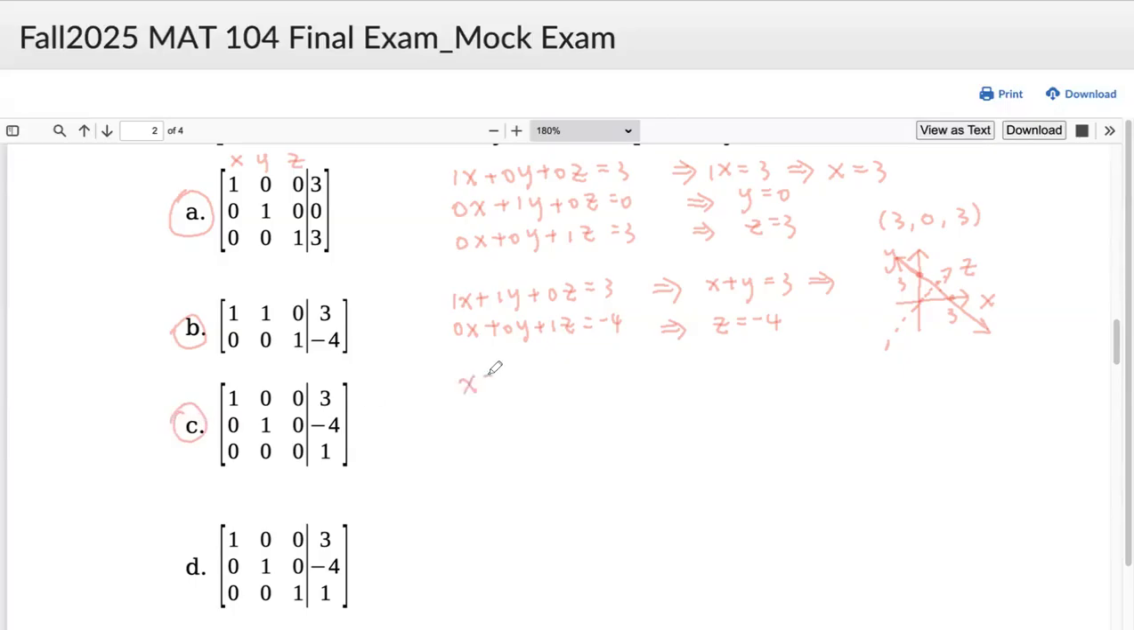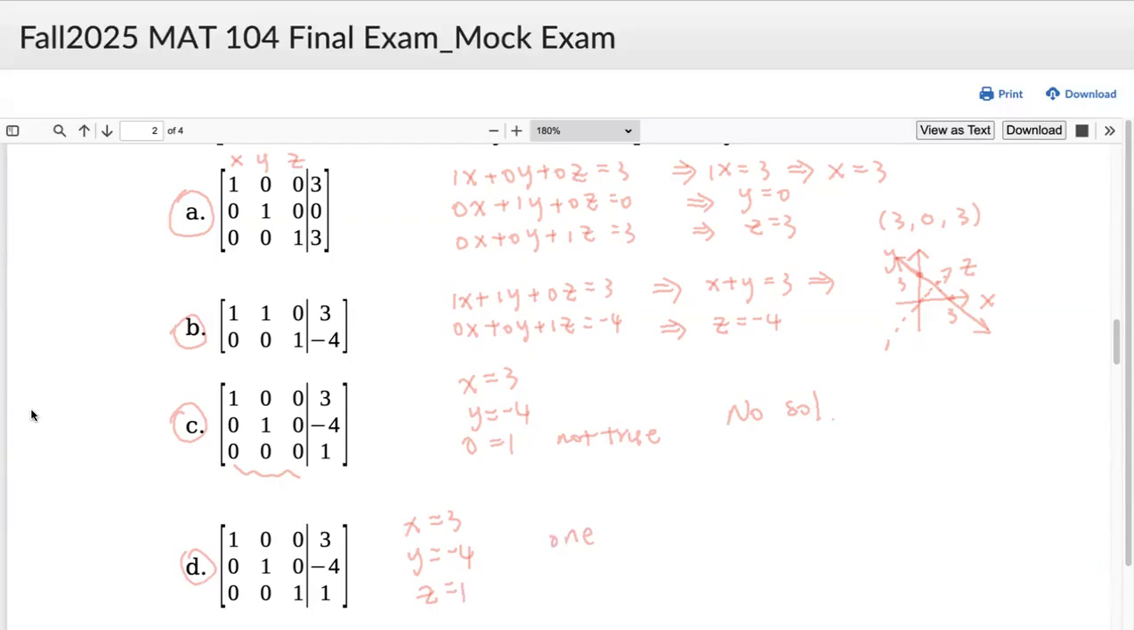The other one, x equals 3, y equals -4. But then we see 3 zeros: 0x plus 0y plus 0z equals 1. And this will never happen, right? Because 0 will never be 1, which is not true. So this one tells us that this system has no solution. Lastly, we have x equals 3, y equals -4, and z equals 1. So one unique solution.